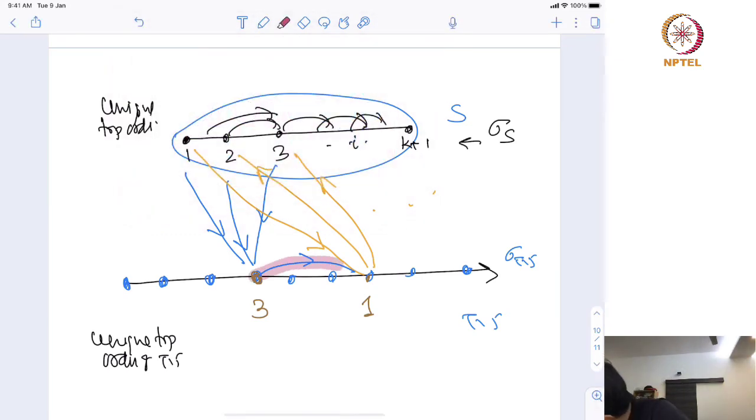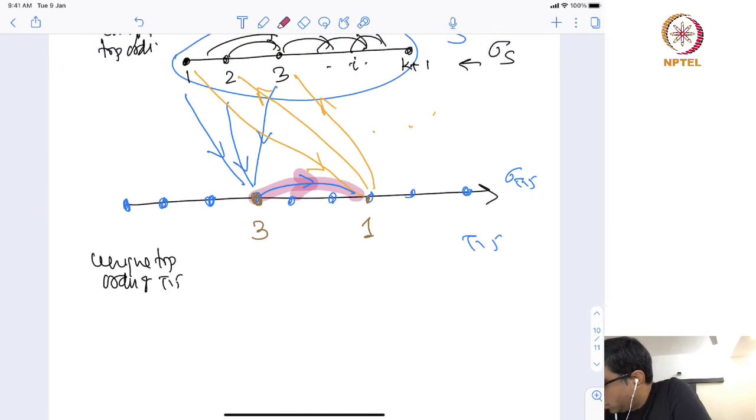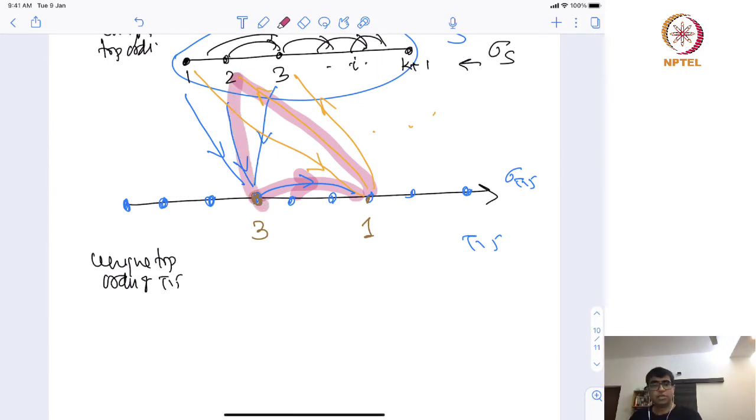Now I can go 3 to 1, okay. Then I can go right, I can go 1 to 2, right? And from 2 to 3, I can come back. So if there are two vertices in this ordering such that a vertex has a higher number and a vertex has a lower number, if they are in a different order, then they will form a triangle.